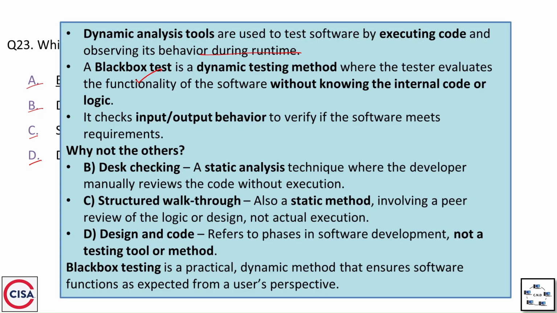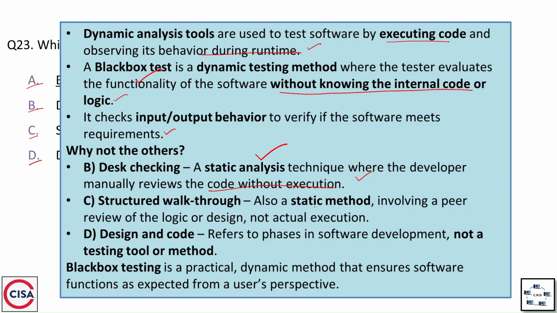So dynamic analysis tools are used to test software by executing code and observing its behavior during runtime. Black box test is a dynamic testing method where the tester evaluates the functionality of the software without knowing the internal code or logic. It checks input-output behavior to verify if the software meets the requirements. Why not the other? Test checking is a static analysis technique where the developer manually reviews the code without execution. We can say this is a white box testing.